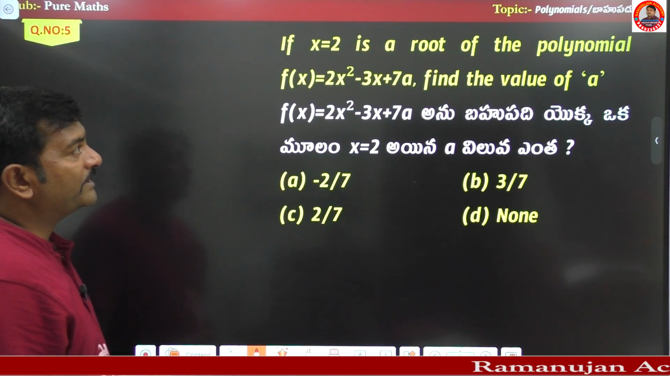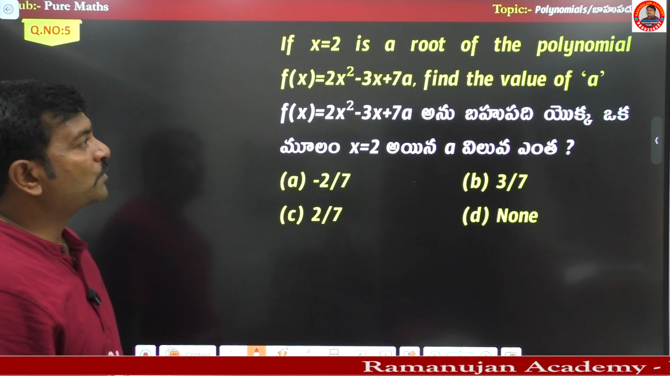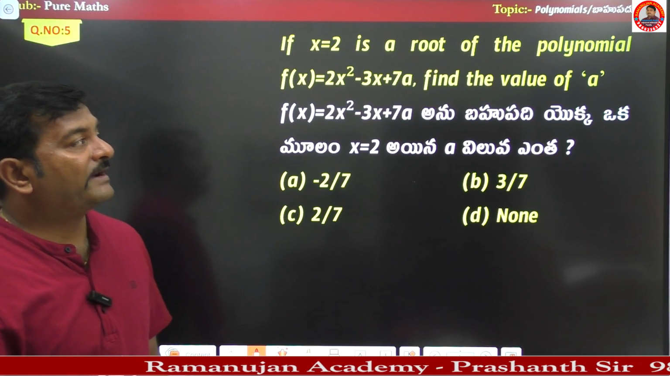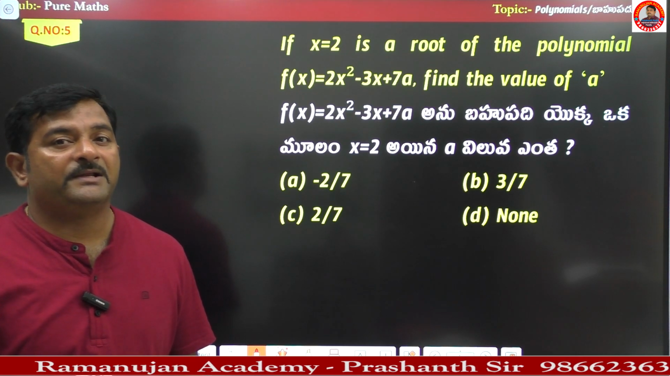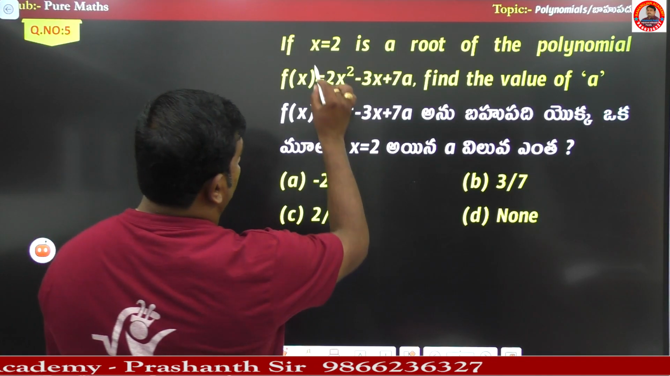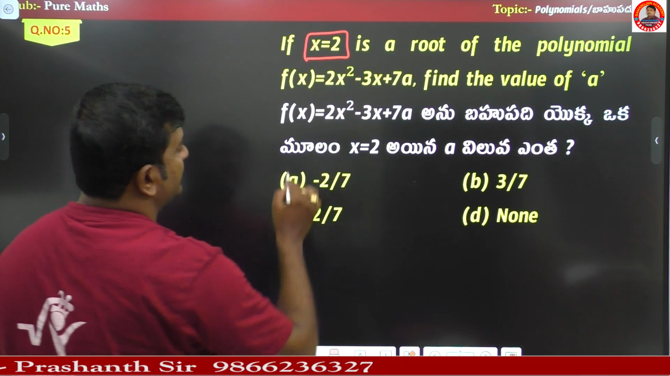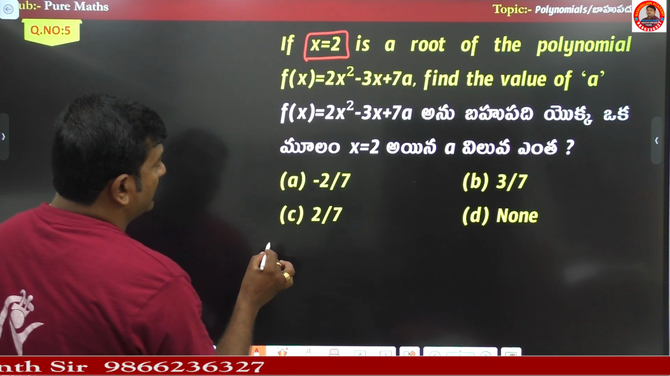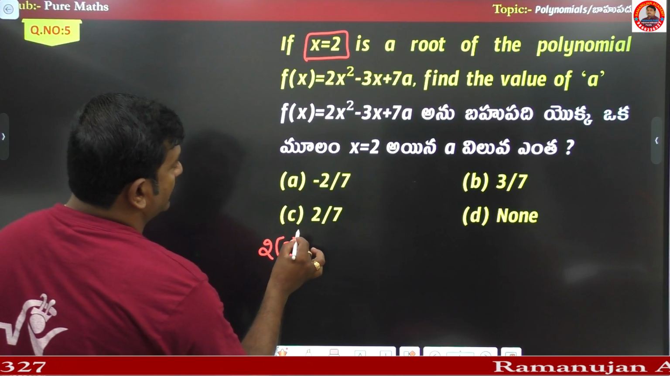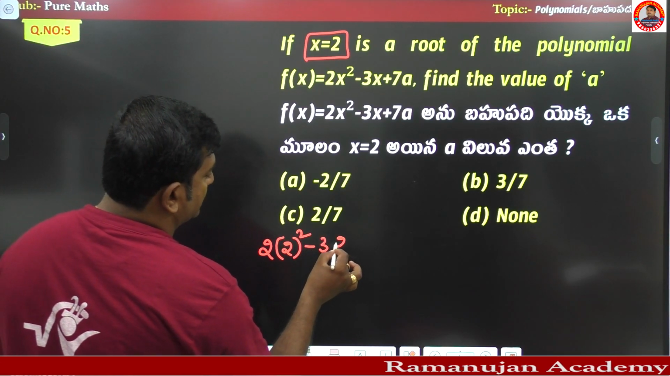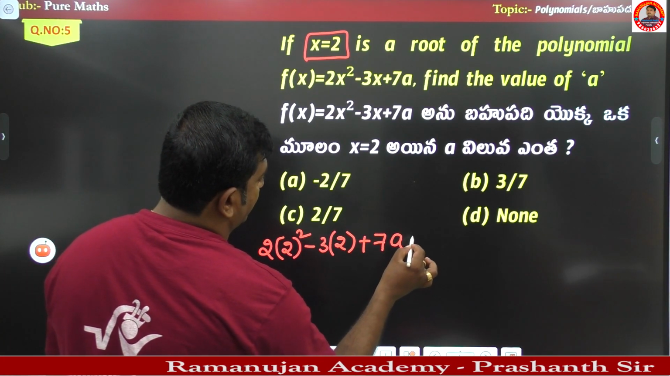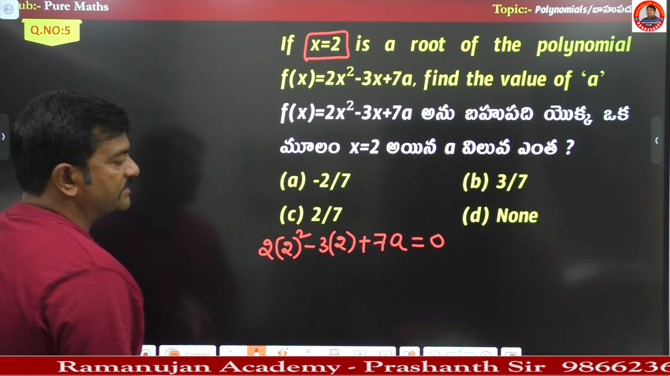Now, if x equal to 2 is a root of the polynomial f of x equal to 2x square minus 3x plus 7a, find the value of a. He asked to find the value of a. X equal to 2 is the root. Since it is a root, you will get 2 into 2 square minus 3 into 2 plus 7 times a, and that should be equal to 0.